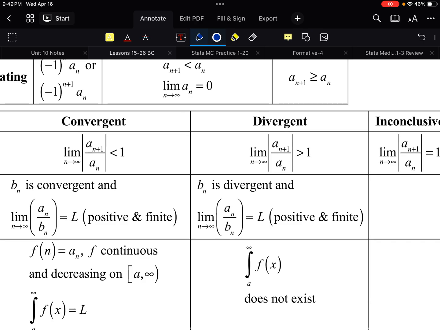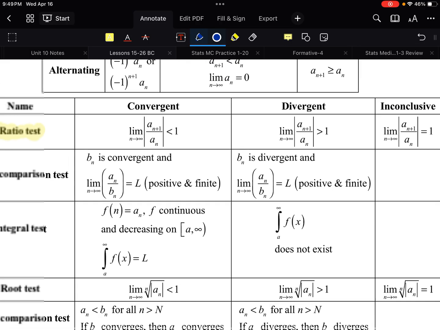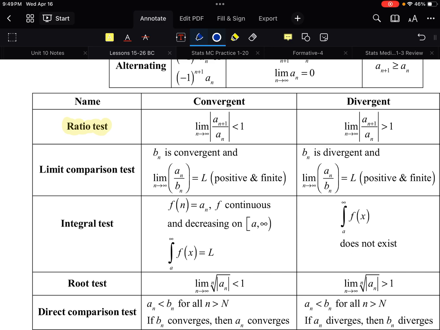So what if the number is bigger than 1? Well, that means that we had a big number on top and a small number on bottom. That means the terms were getting bigger. That's not what you want. That's divergent. Watch out for the equals 1. If it equals 1, then that really doesn't tell you anything. It doesn't tell you it works, but it doesn't tell you it doesn't work. So that means that you're going to have to try to find something else.